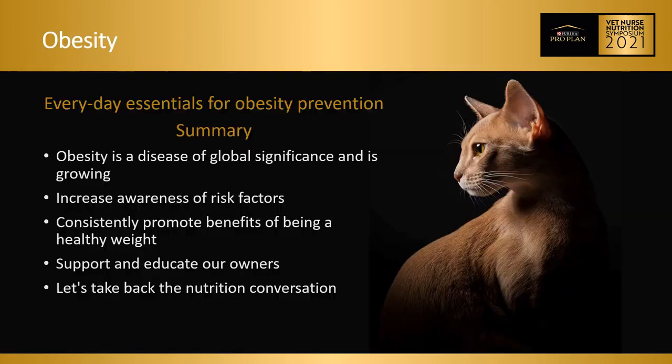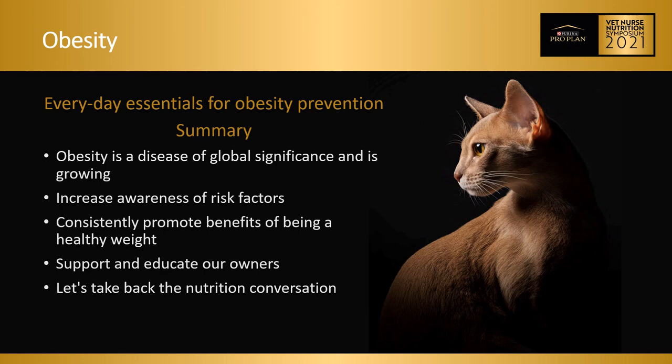As we come to the end of this session on obesity prevention, I just wanted to summarise a few key points. We know obesity is a disease of global significance and is growing, and we need to act now to start to slow down the rate and prevalence of obesity. We need to increase awareness of risk factors across the whole veterinary team to be more aware and act sooner. We need to increase owner awareness too, that their pets at certain points in their lives are going to be more at risk.